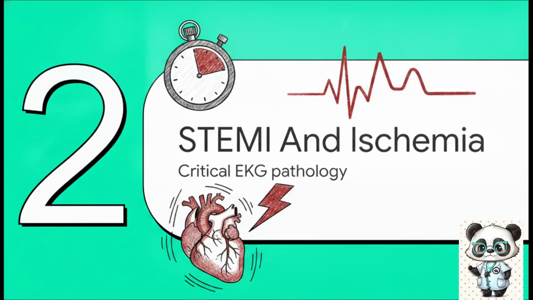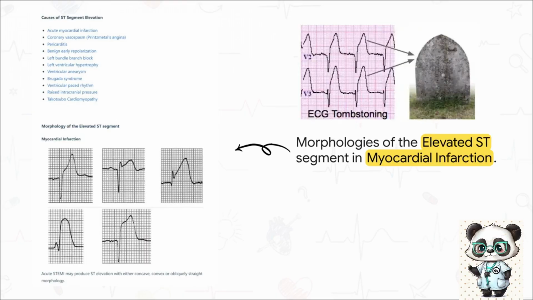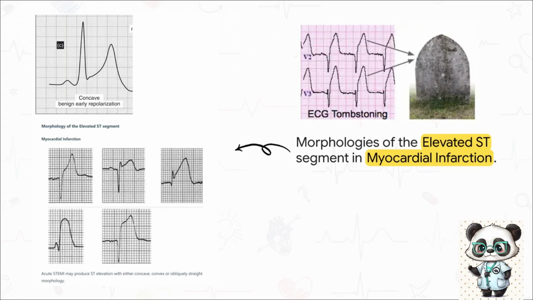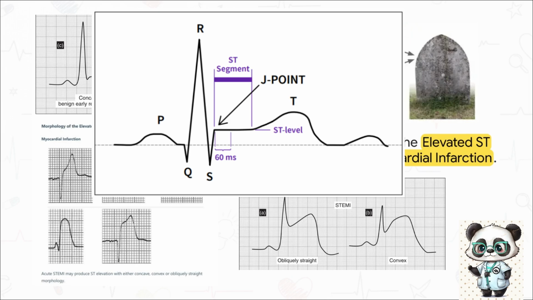Okay, moving on to section 2, acute STEMI and ischemia. This is where it gets super interesting. An acute STEMI doesn't just have one single look. A lot of us are taught to look for that classic tombstone shape, right? But it can actually produce ST elevation with a concave, a convex, or even a completely obliquely straight morphology. You can see the sheer variety here across these examples. The unifying feature, the thing that ties them all together, is that the ST segment is being pulled upwards from that J point we identified earlier, loudly signaling acute myocardial injury.